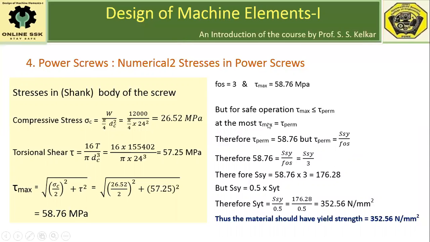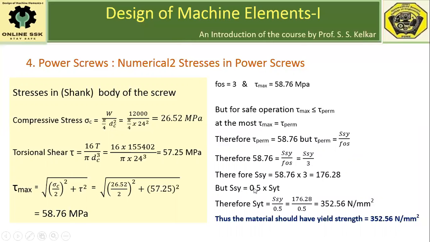So 58.76, tau max is equal to tau permissible, SSY upon factor of safety. Factor of safety is equal to 3. So here SSY will be given by 58.76 multiplied by 3. SSY is equal to 58.76 multiplied by 3. So it is equal to 176.28.